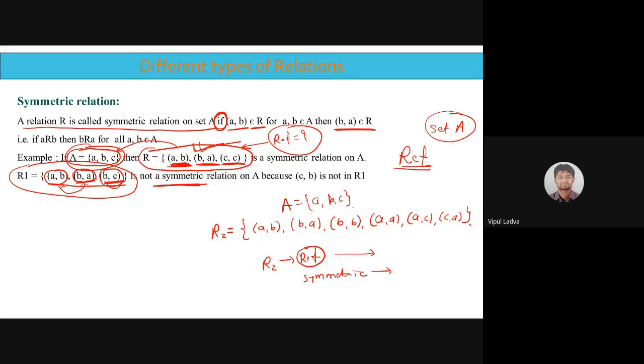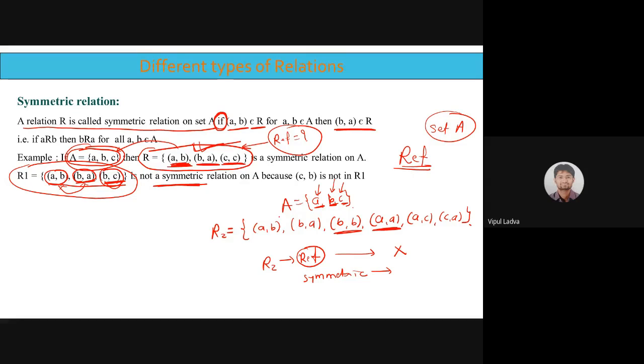The first question is reflexive or not. When you are checking reflexive, you need to check for each and every element of A. This A must be connected with itself. Yes, it is there. This B must have connection with itself. Yes, it is there. And this C must have the connection with itself. No, we are not having CC, is it? I had not provided CC, so it is not reflexive.